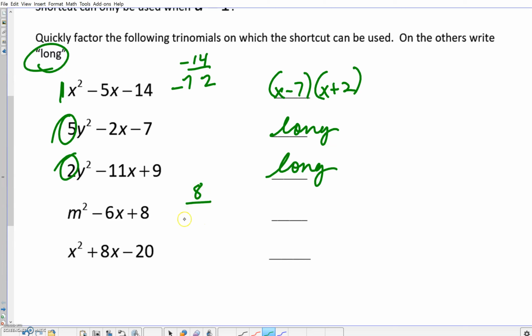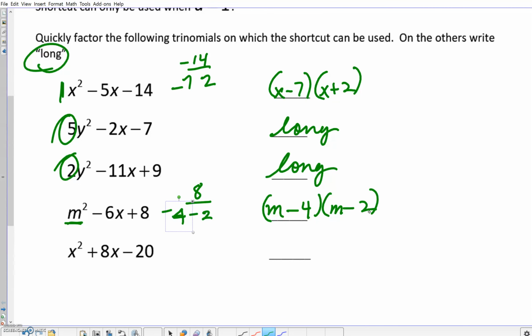So I have an 8, and that would be a 4 and a 2, and they both need to be negative because it needs to multiply to be +8 and add to be -6. This time in front I've got m squared, so it needs to be an m times m, and then I have a -4 and a -2.